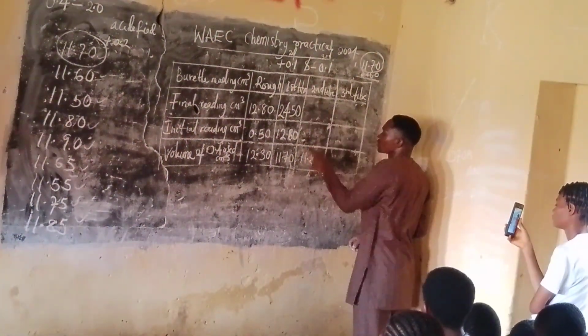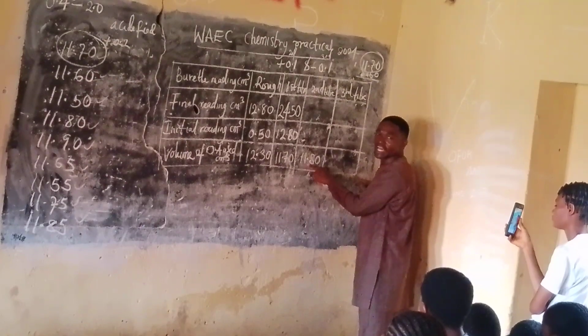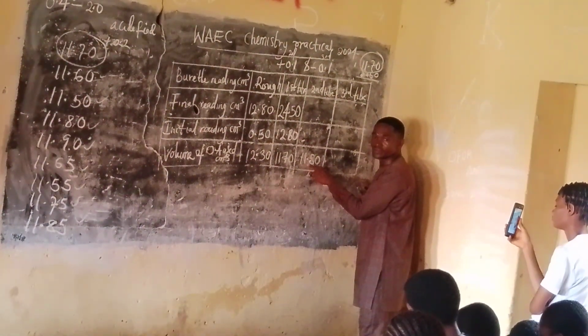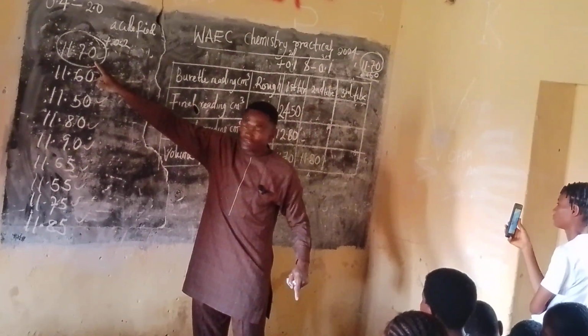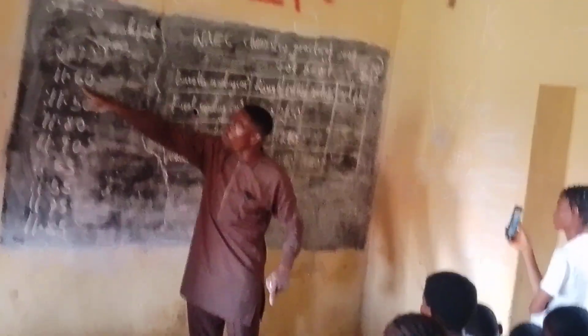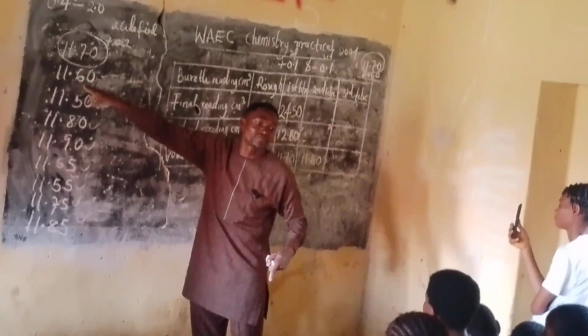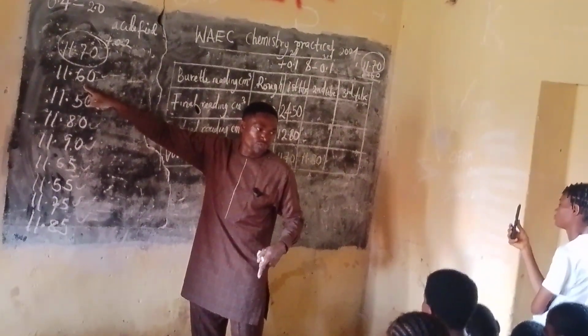I add 0.1 to create the second. I have what? 11 point what? Because my group was giving this one, that's why I'm having that. If my group was giving this one, my second one would have been 11.70. Are you with me?